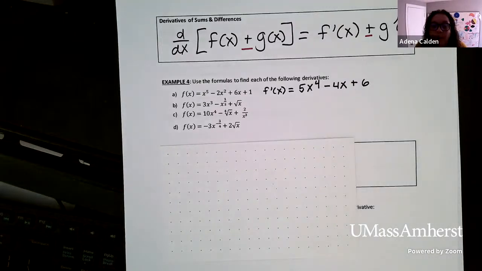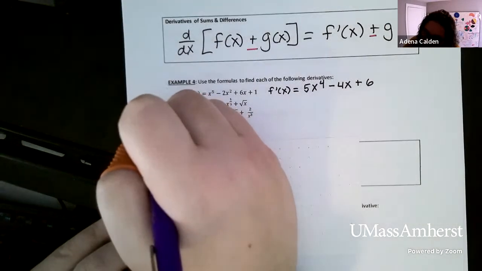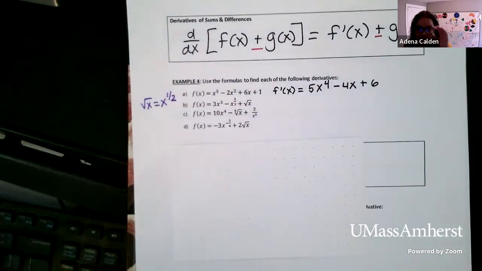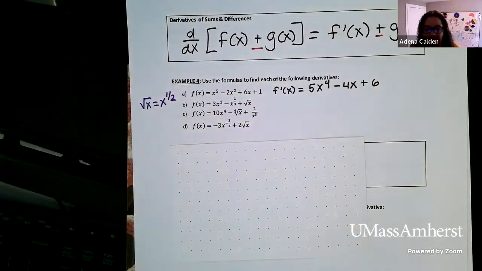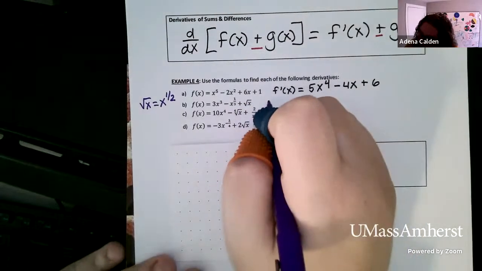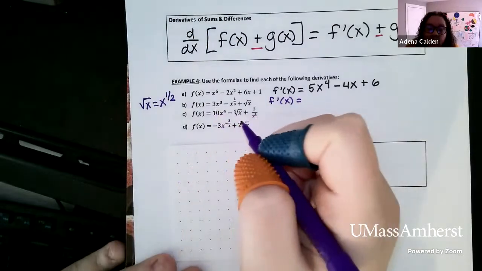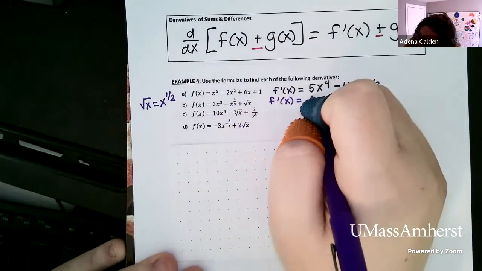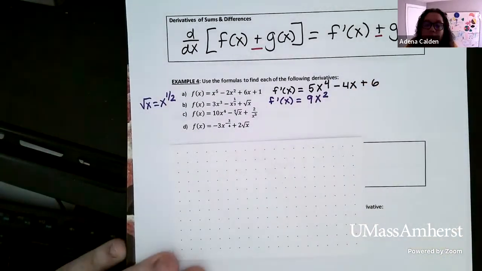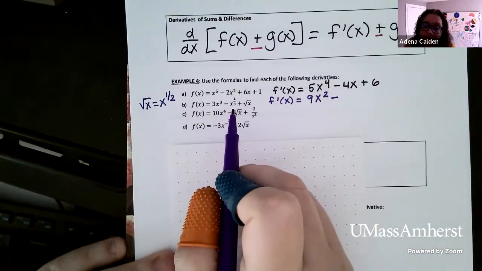So for the second one, what I want to point out is we do have a square root of x term. So we do need to think about how we would rewrite that. So remember that the square root of x is the same thing as x to the 1/2. So when we deal with that term, we want to think about it as x to the 1/2. So for f prime of x, the first term, we have 3x cubed. The 3 comes down to multiply the 3, giving us a 9. Subtract 1 from the power. We have 9x squared.